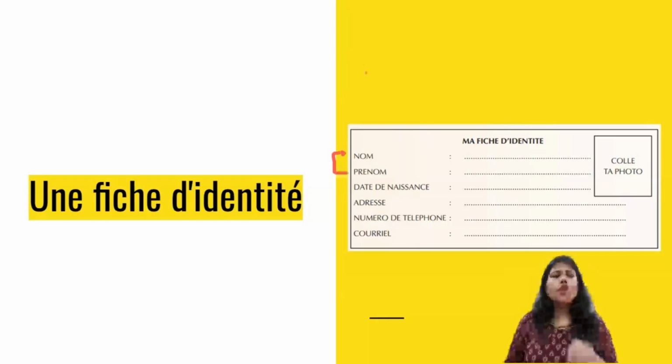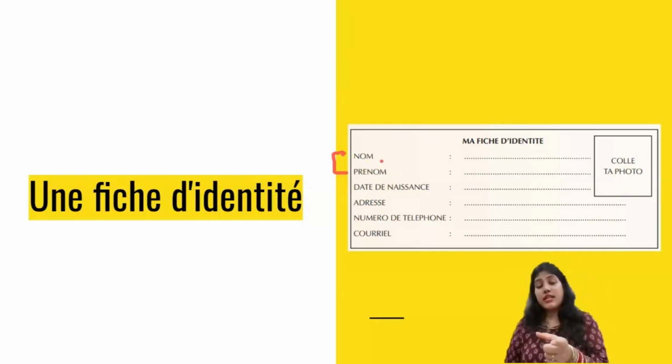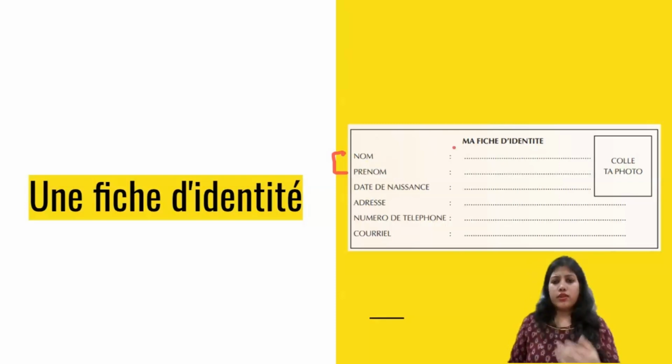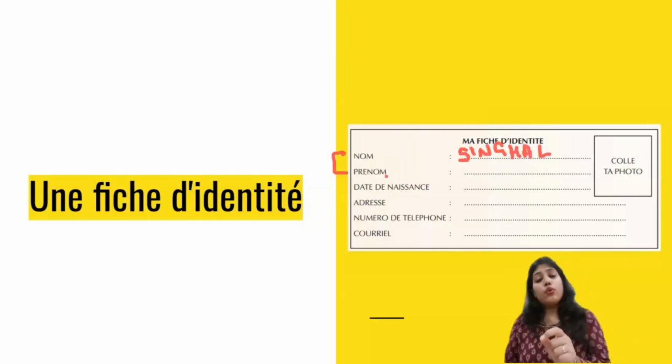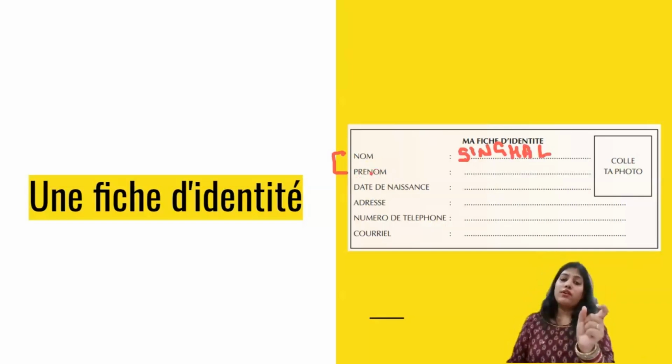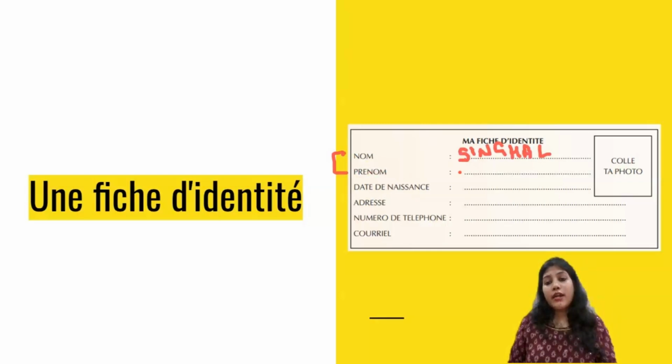Now, do you remember this concept of nom and prénom in French? Nom is the surname or the last name of a person, and we always write it in capital letters. So let's say my name is Radhika Singhal. So my nom would be coming here first, Singhal, all caps. Okay, prénom. Prénom is something we write before the surname, which is our first name, and only the first alphabet is capital here. So that becomes Radhika.